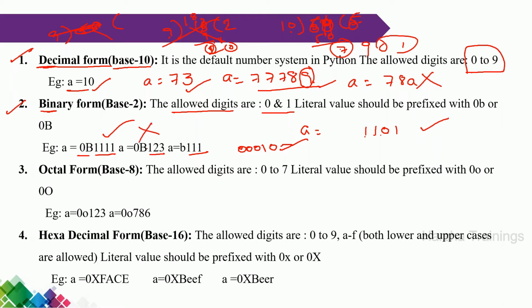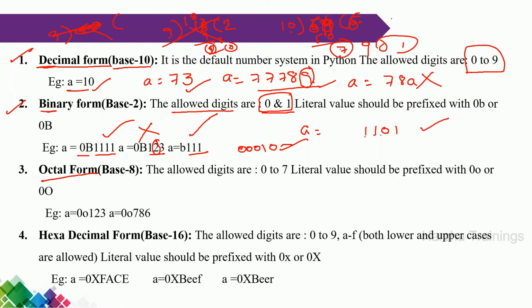Why? Digit 1 is no problem, but digit 2 is not allowed in a binary number. A binary number can contain only the digits zeros and ones. Except zeros and ones, the remaining digits are not allowed. Okay. So the first one is binary, the last one is binary, and the middle one is not a binary number. And the next one is octal form.